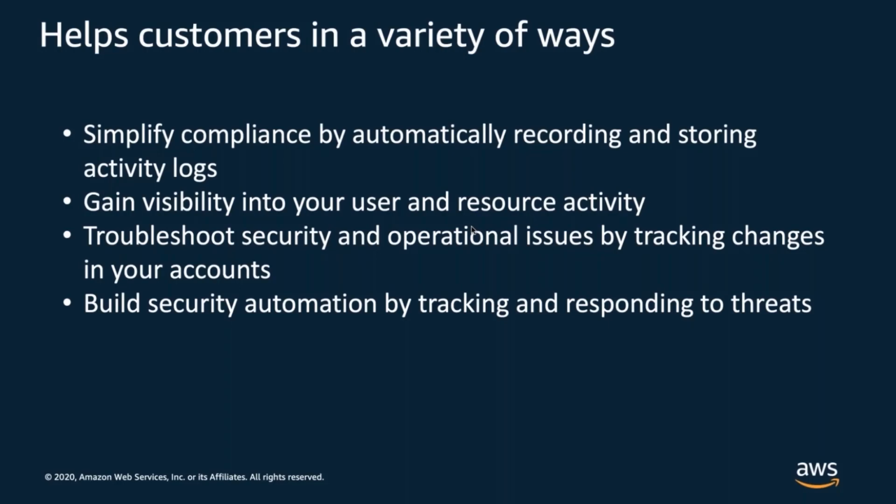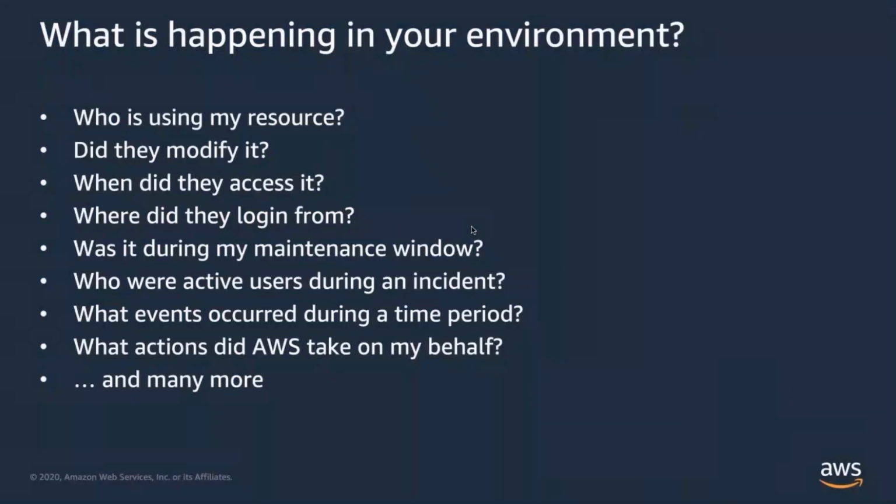Okay, so now that you understand what is happening in your environment, who is using my resource, did they modify that resource, when did they access that resource, why do you care? Now here are some common CloudTrail use cases and some ways in which CloudTrail can help you solve some of your problems. First one is compliance aid. CloudTrail makes it easy to manage compliance with internal policies and regulatory standards by providing a history of activity in your AWS account. Security analysis.